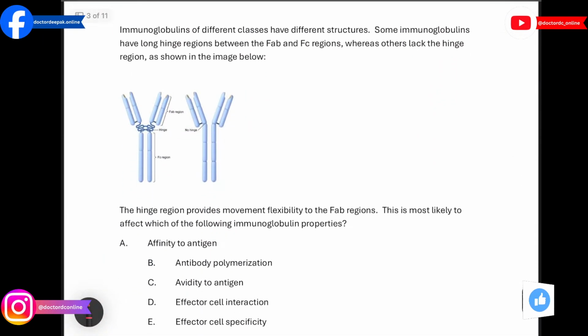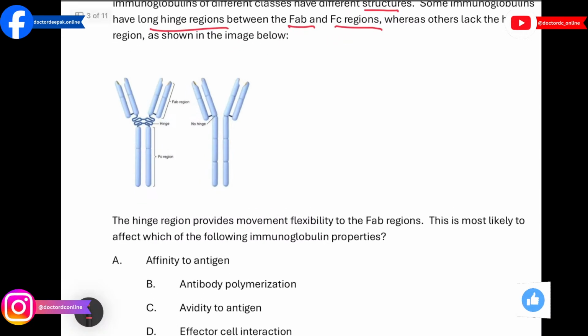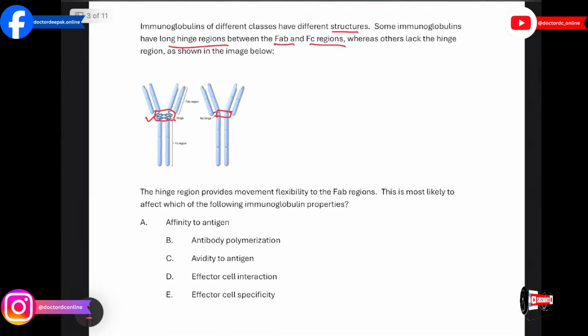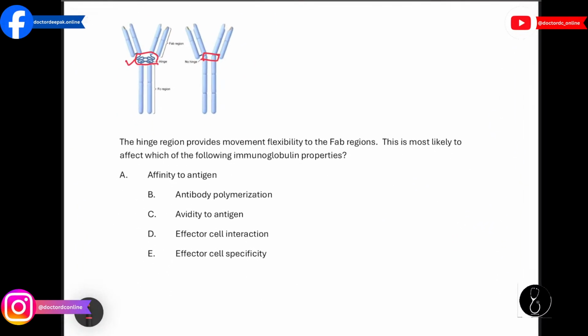So now we are moving to the next question. Immunoglobulins of different classes have different structures. Some immunoglobulins have a long hinge region between the FAB and FC region, whereas others lack the hinge region, as shown in the image below. Like this image, that is the hinge point; some antibodies have the hinge point, and some do not. So the question is, the hinge region provides flexibility to the FAB region. This is most likely to affect which of the following immunoglobulin properties?